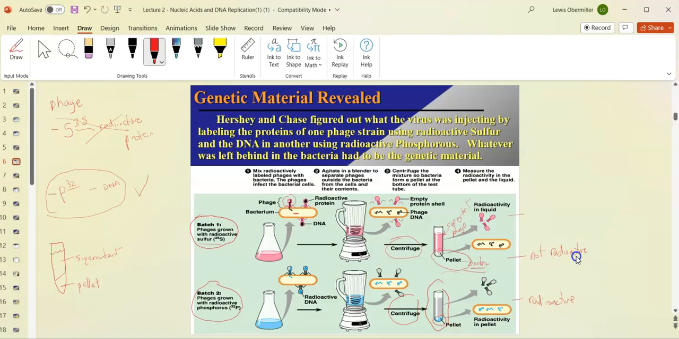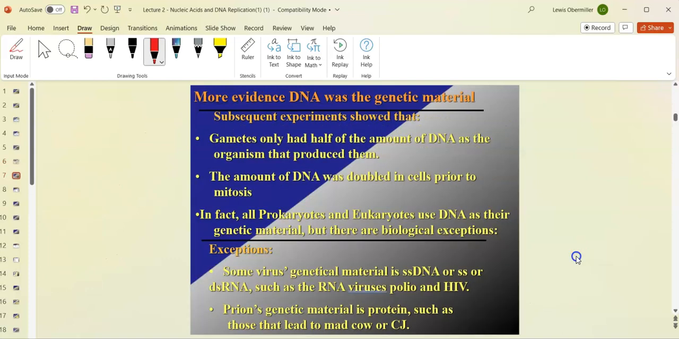Okay, so that's their experiment. People were going crazy now, because tons of people were jumping off of team protein and onto team DNA after the Hershey and Chase experiment. And subsequent experiments showed that gametes only had half the amount of DNA as the organism that made them. The amount of DNA doubles during the cell cycle in mitosis. And in fact, prokaryotes and eukaryotes use DNA as their genetic material.